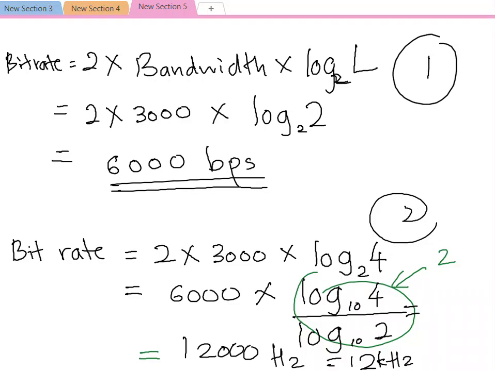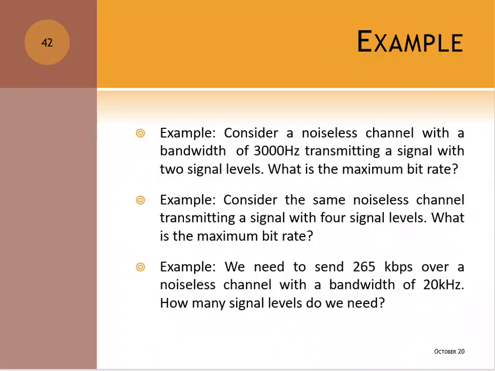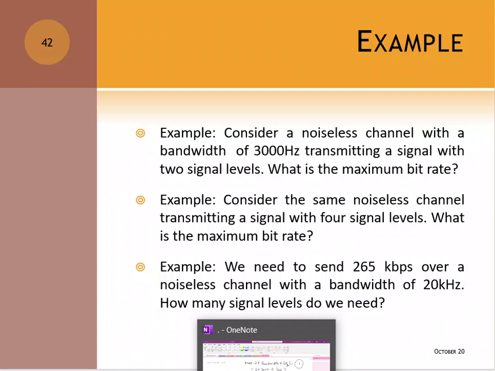Okay, next let's try another one. Okay, example, we need to send 265 kbps over a noiseless channel with a bandwidth of 20 kHz. How many signal levels do we need? Okay, tadi dia suruh kita cari bit rate. Okay, diberi bandwidth dengan level. But now dia bagi the bit rate is given to you, already given to you, and the bandwidth, and then you are asked to find the level. Okay, so how you have to manipulate, you have to rearrange a little bit the formula.